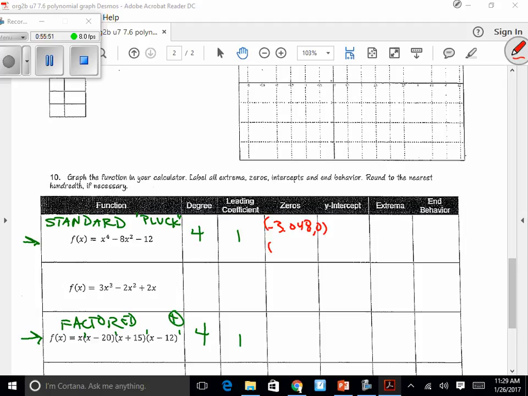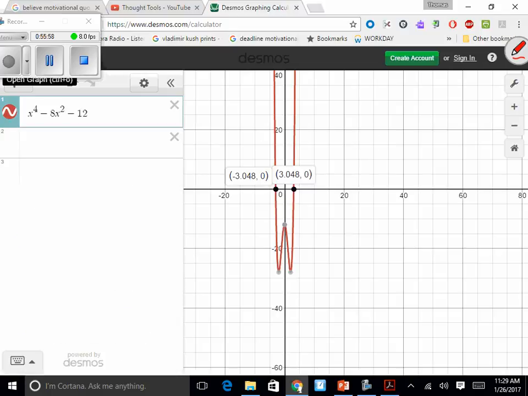Write down the y-intercept. Write down the y-intercept. It's now on the board. All right. Yes, please. Can you do what? Yes. All right. That last part is 0, comma, negative 12.